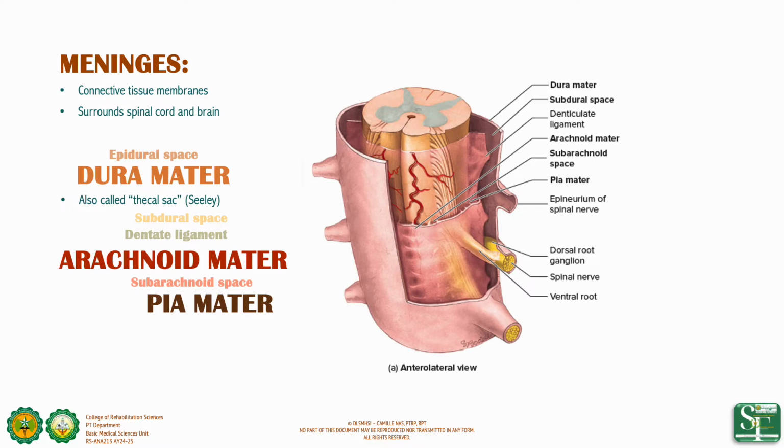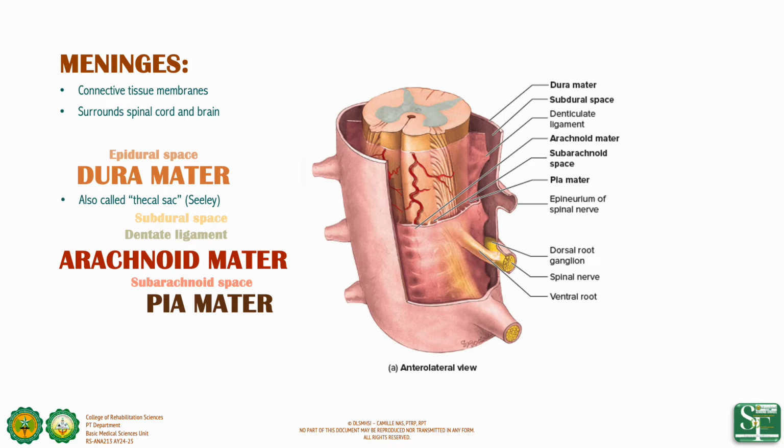Okay, next is the arachnoid mater, which is in between your dura mater and the pia mater. So underneath your arachnoid mater is your subarachnoid mater. Now, subarachnoid mater, pinaka-importante sa lahat because this contains your cerebrospinal fluid, which functions as shock absorber, no?